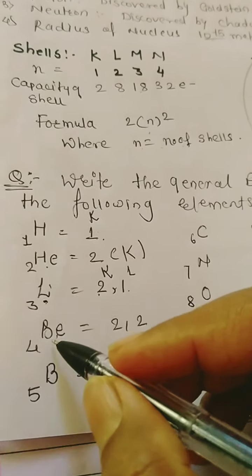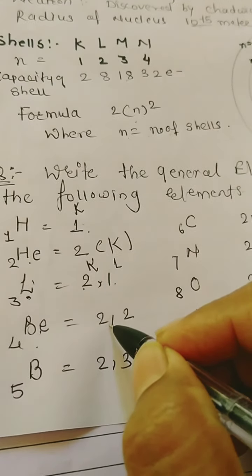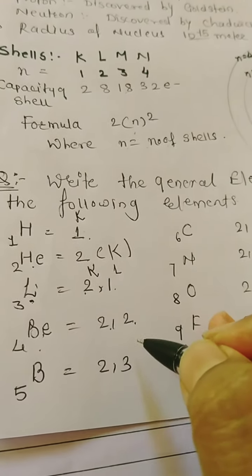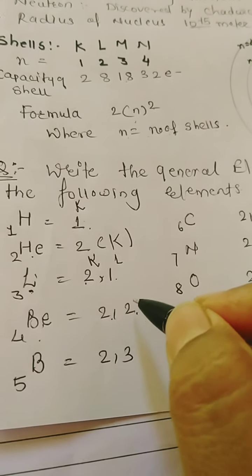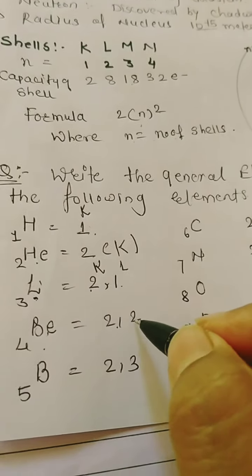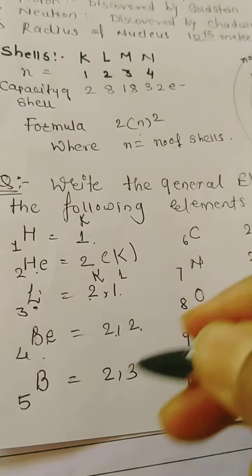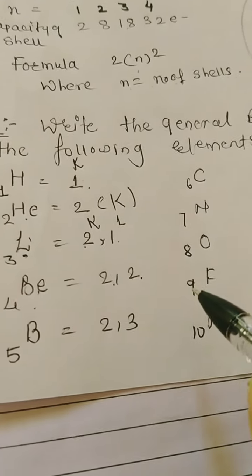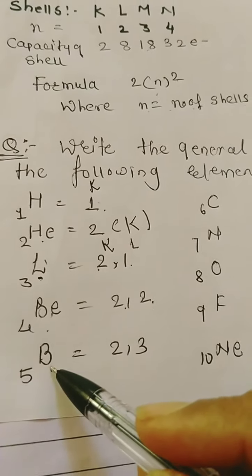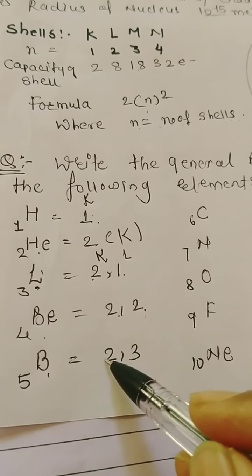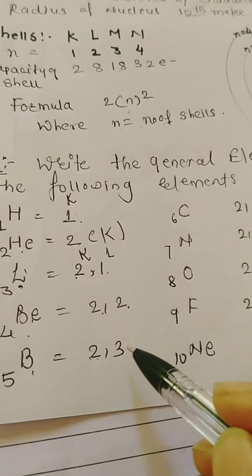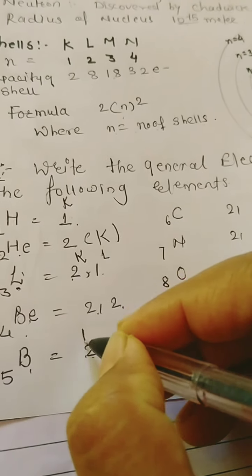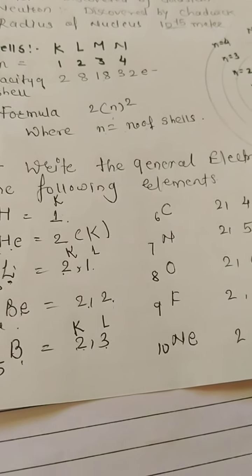Then atomic number of beryllium is 4, so 2 electrons enter into the first shell and the remaining 2 electrons enter into the next shell. जब तक नेक्स्ट शेल की कैपेसिटी पूरी नहीं हो जाती तब तक इलेक्ट्रॉन उसके अंदर एंटर होते रहेंगे. And if the capacity of the L shell is completed, the next electron enters into the next shell, that is M shell. Remember students, this is very important. Then atomic number of boron is 5, so 2 electrons enter into the first shell and the remaining 3 electrons enter into the next shell. So 2 electrons in the K shell and 3 electrons in the L shell.